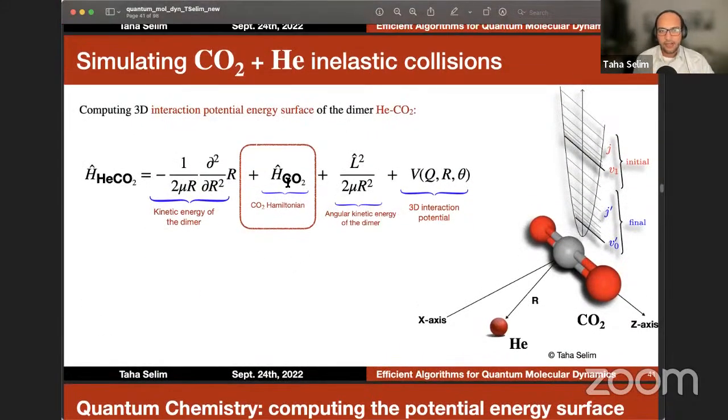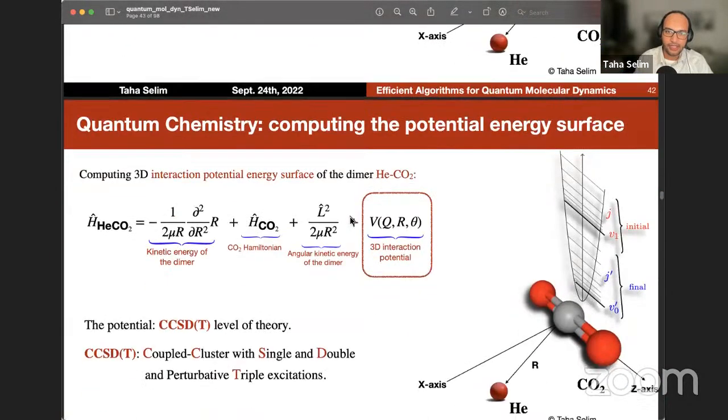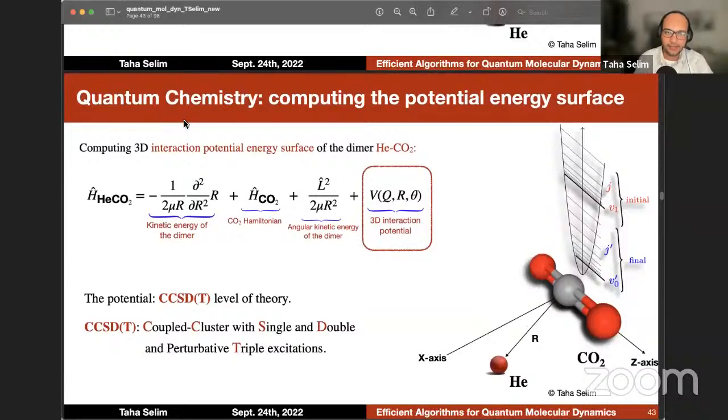Now I've spoken explicitly about the monomers Hamiltonian, but I didn't speak about the potential itself, how we compute the potential, and here is the quantum chemistry part in the simulation. Quantum chemistry part means that we have to compute a 3D interaction potential energy surface for the dimer. Why is it 3D? Because it involves 3 coordinates. Q, which represents the normal mode, the vibration of CO2, R, which represents the distance from the helium to the center of mass of CO2, and theta is the polar angle between R and the z-axis. So CO2 is placed on the z-axis, and theta represents that projection, basically. So when theta is 0, it means that the helium is on the z-axis.